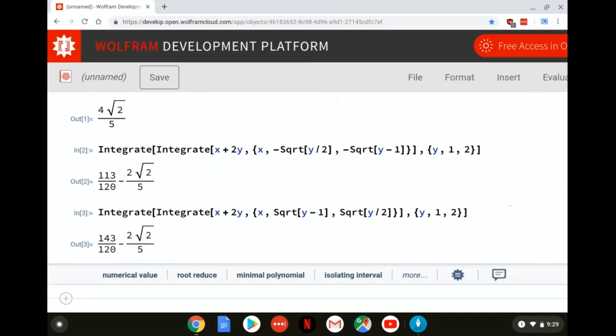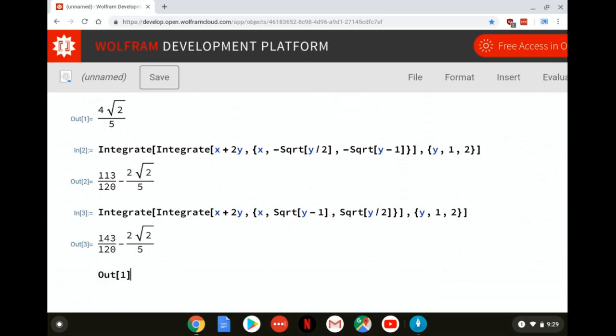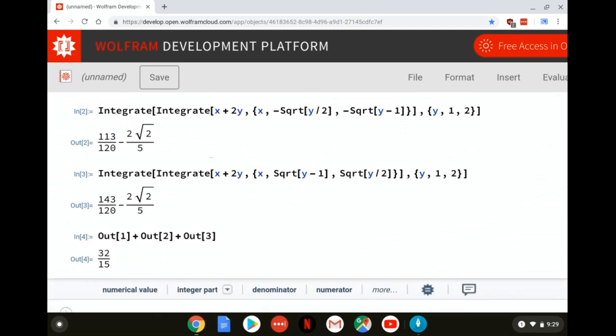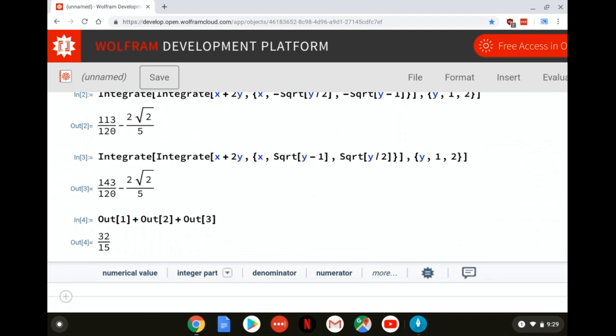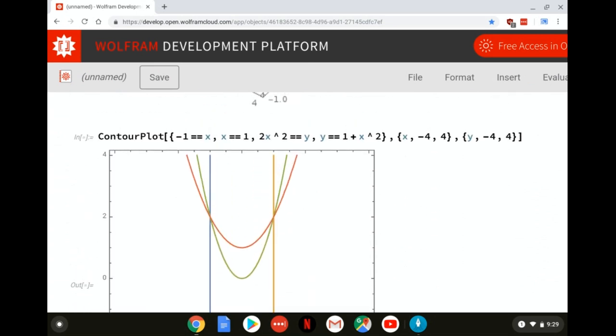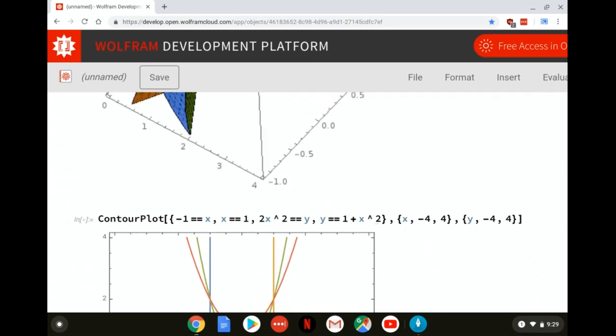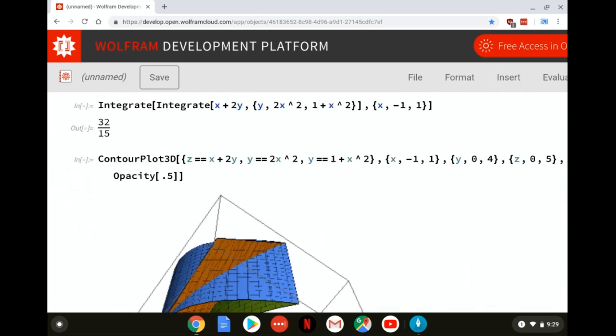And supposedly, if I add these together, we should get 32/15. But that's a hell of a lot harder than our simple integral, y equals 2x squared, y equals 1 plus x squared, back up here. 32 fifteenths.